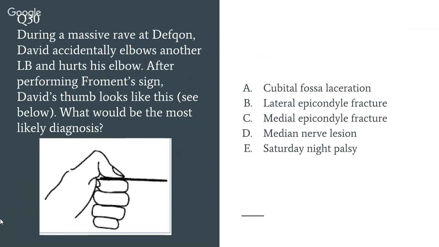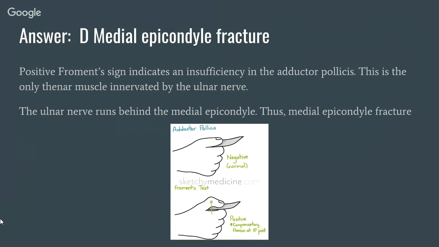So pretty much what's going on here is that David is being asked by his GP to grip a piece of paper like this. However, instead of being able to keep his thumb straight down like that, which is a negative sign on the Froment test, his thumb goes up. I think you would have learned this in clinical skills more so than anatomy, but it does relate quite a bit. So his thumb is unable to stay straight and it curves around like that, which indicates some kind of compensation. So what's going on here is we have a medial epicondyle fracture, which damages what nerve?